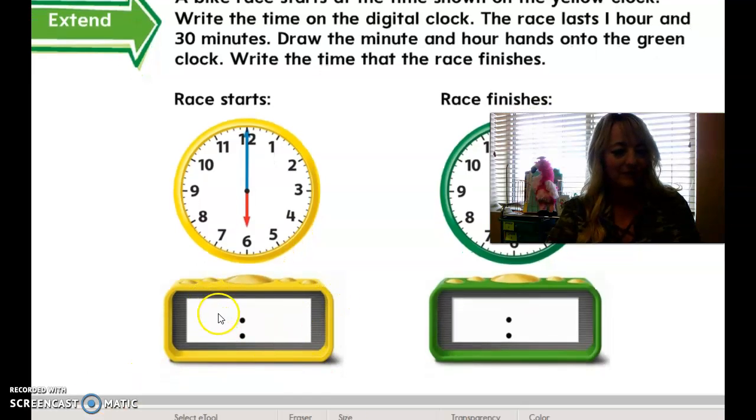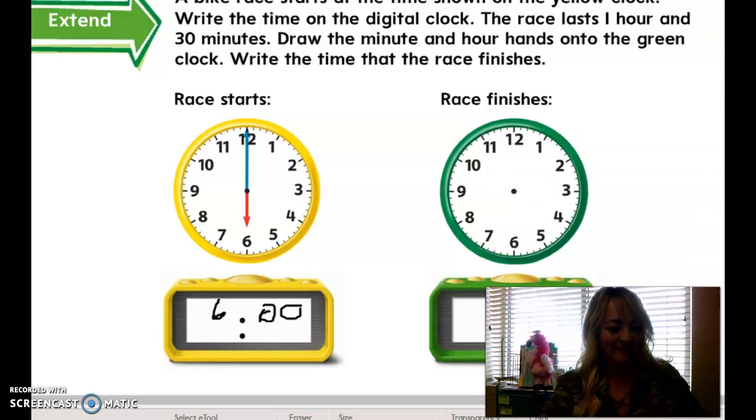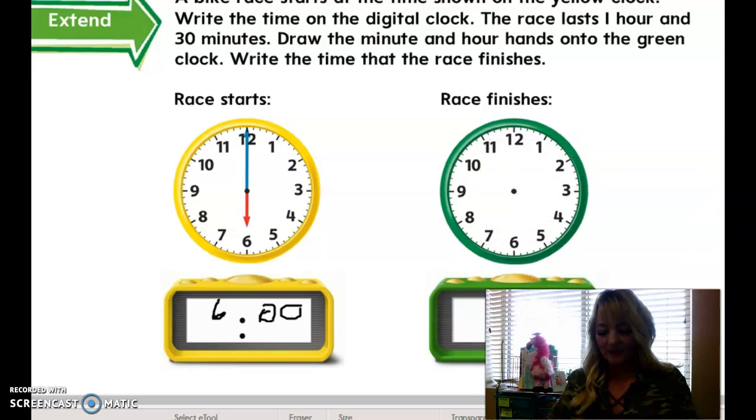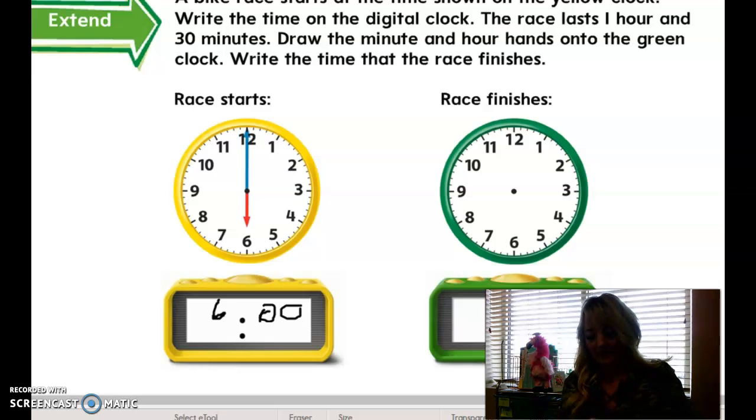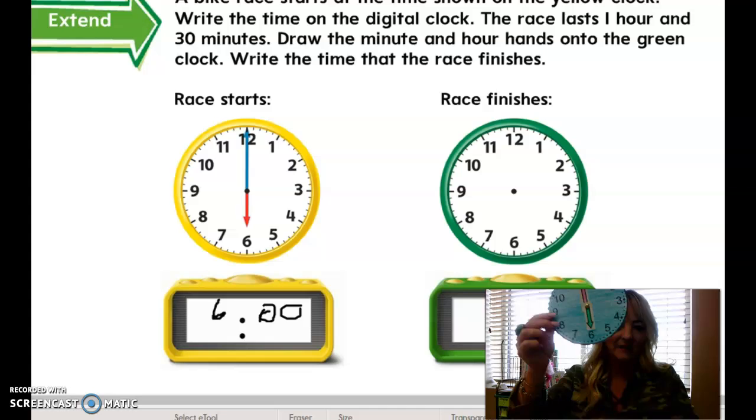A bike race starts at the time shown on the yellow clock. So this one is what we did last week. It is 6:00. And the race lasts 1 hour and 30 minutes. So on our clock we would show 6 o'clock, straight down at the 6 and straight up at the 12. That's what time it started, 6 o'clock.